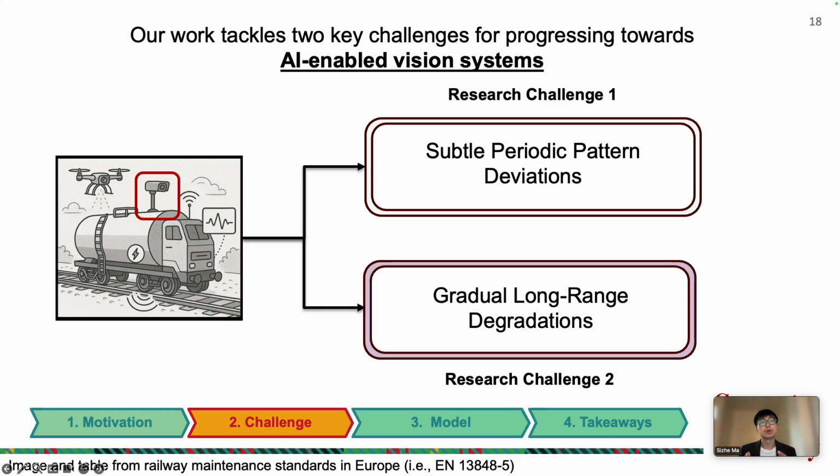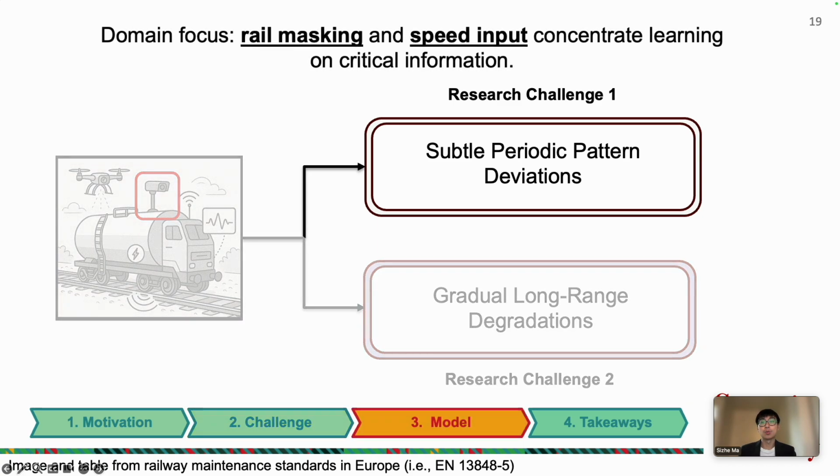So in this work, we'll target these two key challenges for AI-enabled vision systems. Let's start by looking at how we tackle the first challenge. In order to tackle the first challenge, our model uses domain knowledge through masking the input and adding speed as additional information within the input.